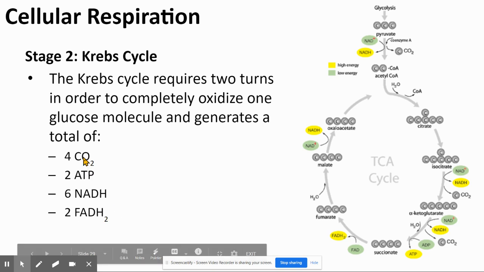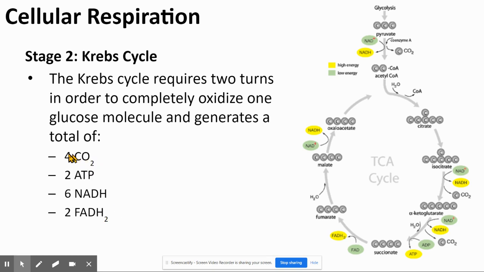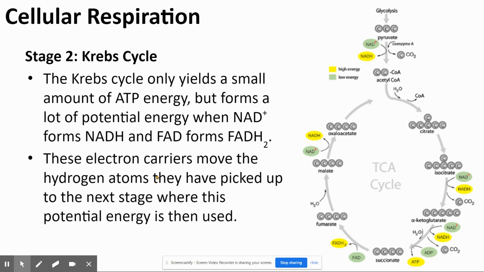Okay. This gets breathed out, right? So you're going to breathe this out. This is a waste product here. So you don't really want this. Well, not that you don't want it, you don't need it. Okay.